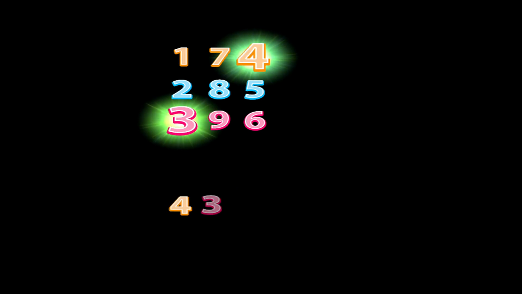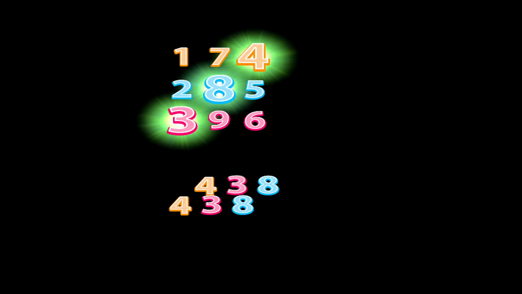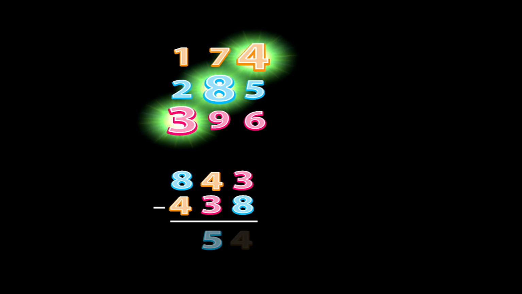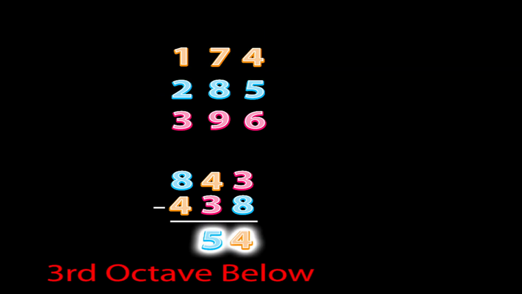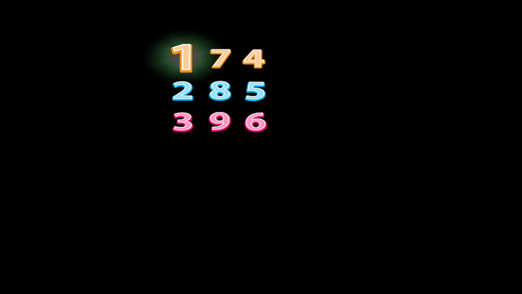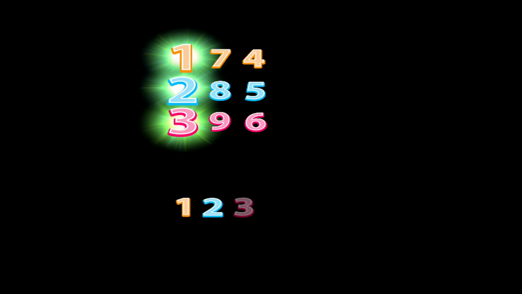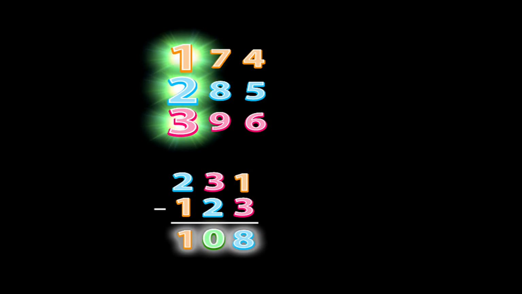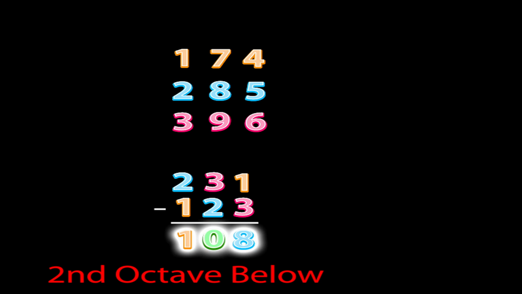So I then went 4, 3, 8 through the center, subtracted that from its shifted pair of 843, and that gave me 54, which is 3 octaves below the 432. I then went down the left hand side 1, 2, and 3, subtracted that from its shifted pair of 231, which gave me 108, or 2 octaves below the 432, and one of the most auspicious numbers.